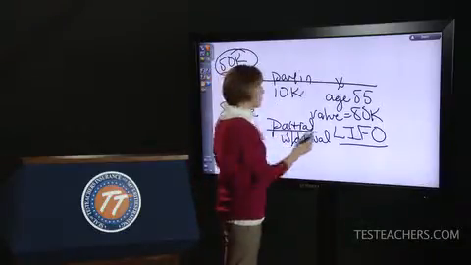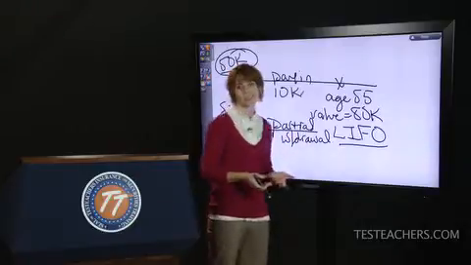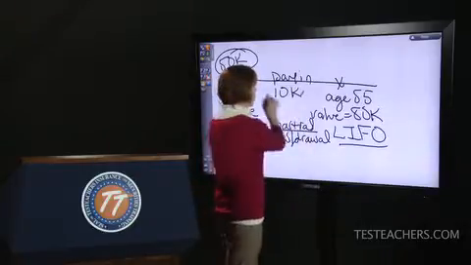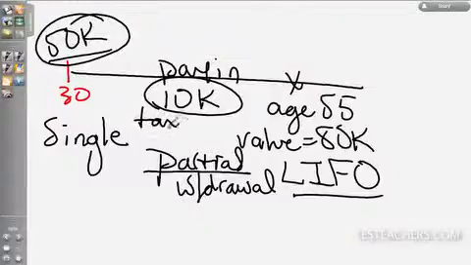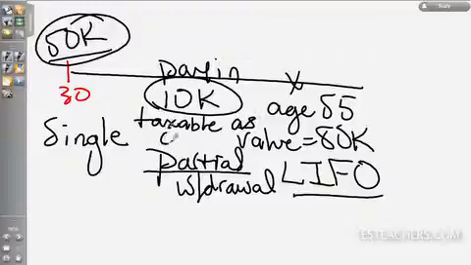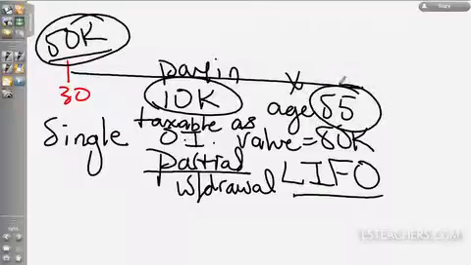Because really, if I paid in $50,000, now it's worth $80,000, I've got $30,000 of earnings in there. So this is going to be taxable as ordinary income. LIFO, all of it, all $10,000, taxable as ordinary income. Plus, it's a retirement product, and if I'm under age 59 and a half, and I am because I'm 55, there's also a 10% early withdrawal penalty.